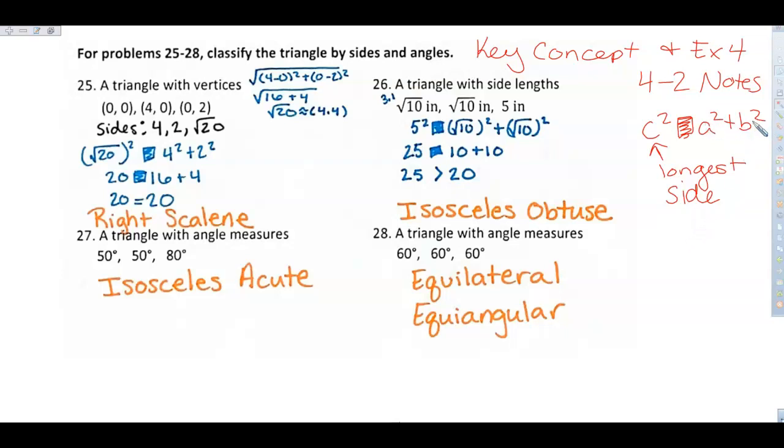And a squared plus b squared can be either one. All right, the other two sides are over here, but that c needs to be the longest side.